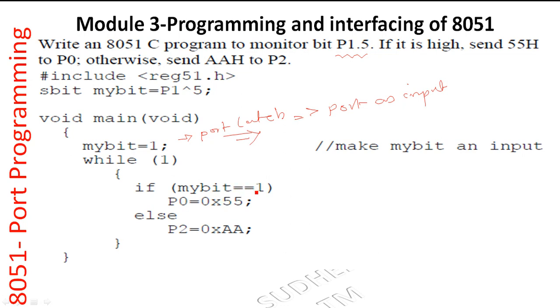So if mybit is equal to 1, in our case, P0 is equal to 0x55. That is what is mentioned in our question. Port 0 will be written with 55, and else if mybit is not equal to 1, meaning it is at ground level or logic 0, port 2 will be written with AA. So that is our simple program. If you want to implement the same program in assembly language, it won't be as easy as it is here. It will be difficult. That is the advantage of using C-level programming for the 8051 microcontroller.